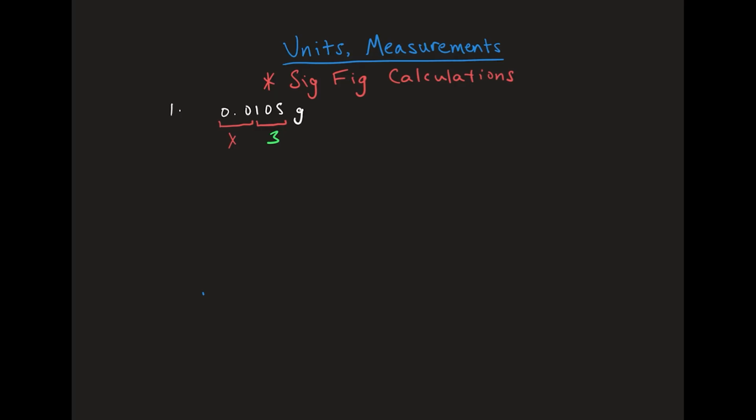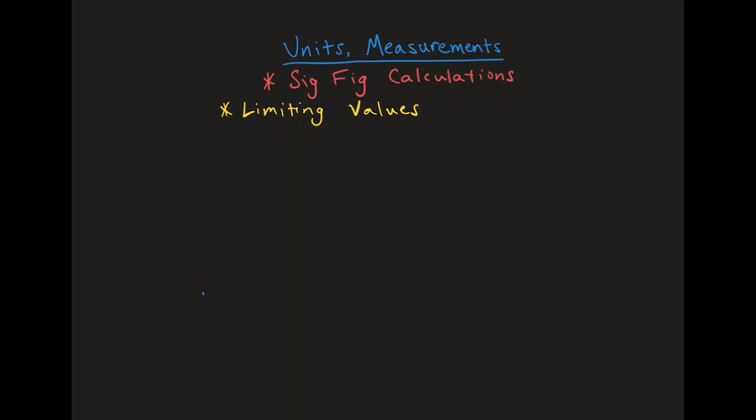Now, what if we were to add a 0 to the end here? If, for example, the student used a more precise scale and it gave you this. Well, we're adding another decimal place. So this trailing 0 is significant because it's a decimal. So this measurement has 4 sig figs.